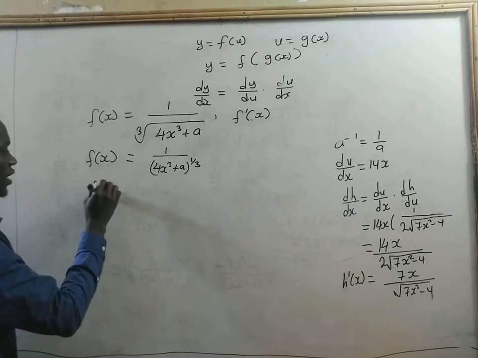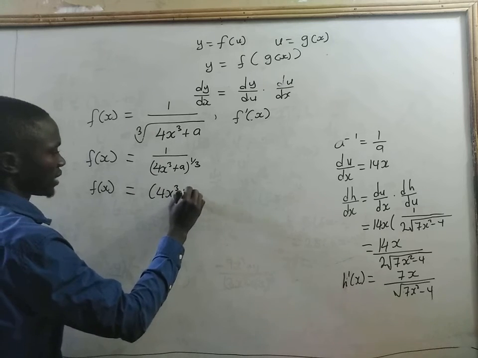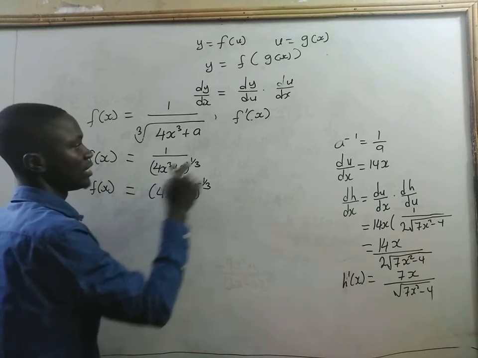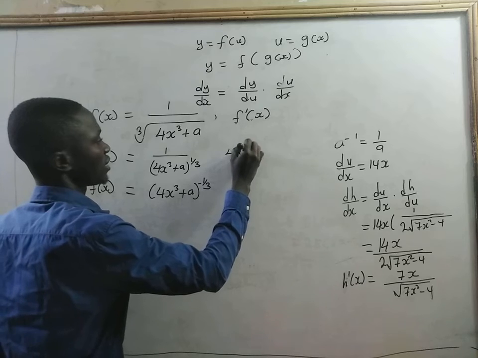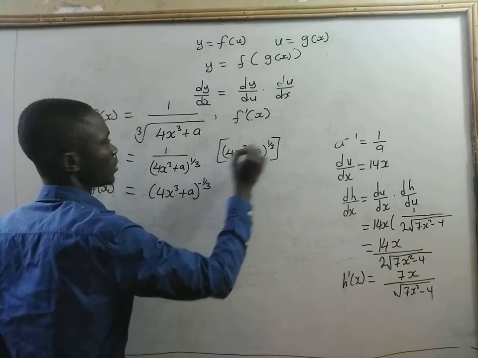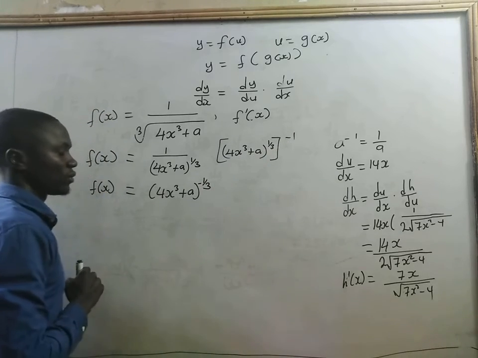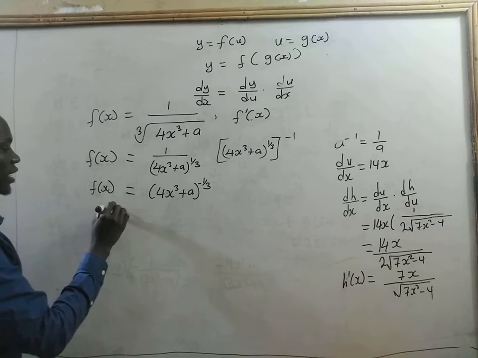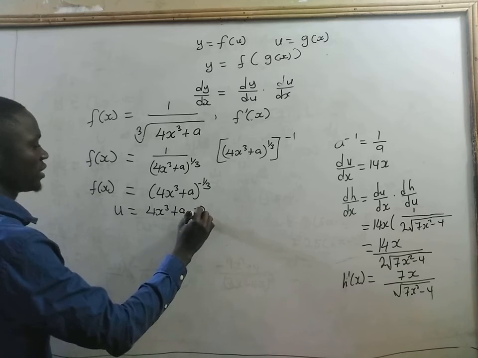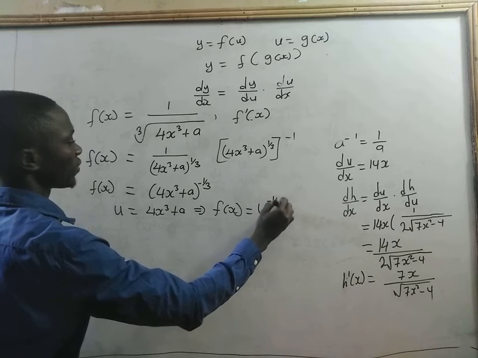Then I have my f of x equals 4x cubed plus a to the power negative 1 on 3. Remember, this is the same as 4x cubed plus a to the power 1 on 3 to the power negative 1. So negative 1 times 1 on 3 will give us negative 1 on 3. So here, if I let u be equal to 4x cubed plus a, this implies that f of x is equal to u to the power negative 1 on 3.